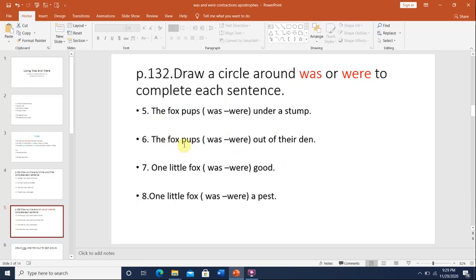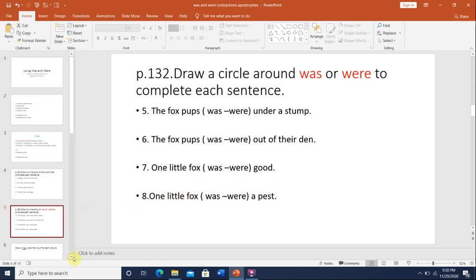Number 7, one little fox was good. We choose was. One little fox was a pest. So here for 7 and 8, we chose was because it tells about one little fox, only one fox.